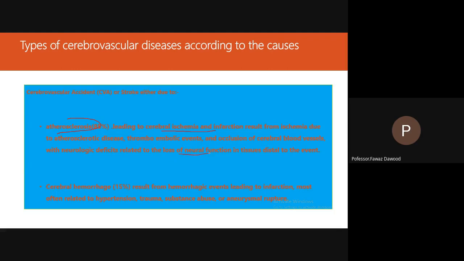Sometimes hemorrhage may occur in the same blood vessels. Sometimes less blood is supplied to an area of the brain, or sometimes more blood is going to be supplied. That is to say, it may be associated with a hemorrhagic event. The main causes of cerebral hemorrhage could be trauma, could be hypertension, and sometimes aneurysm ruptures also.